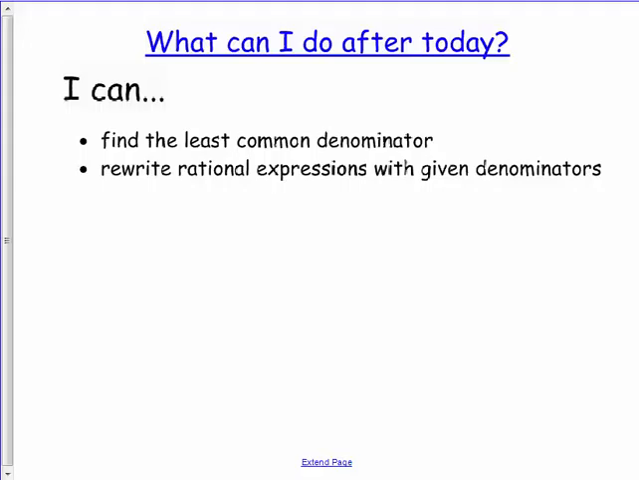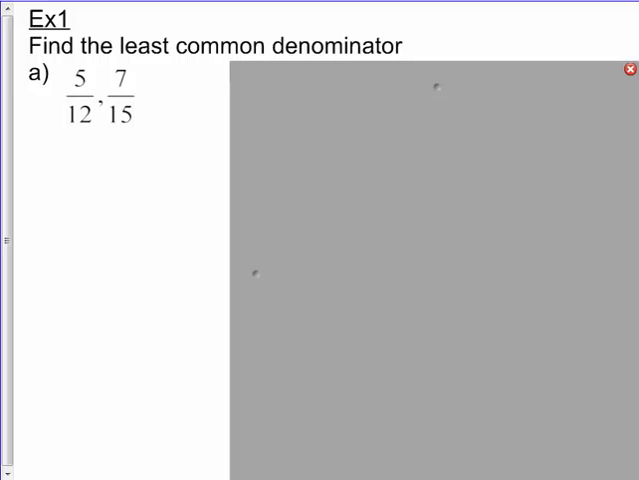This is Senior Algebra Section 7.3, Finding Least Common Denominators. So today we're looking at least common denominators and rewriting expressions here. So we start with example 1.